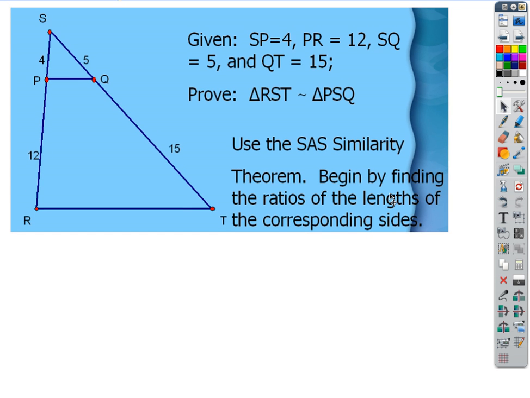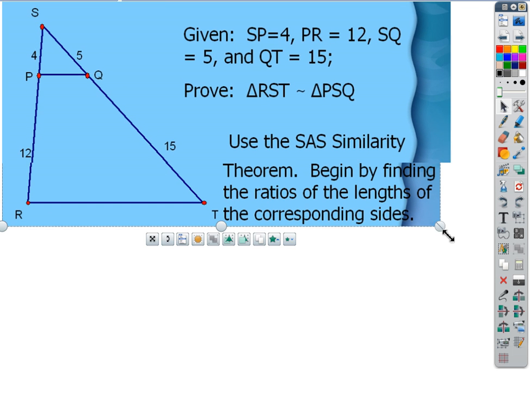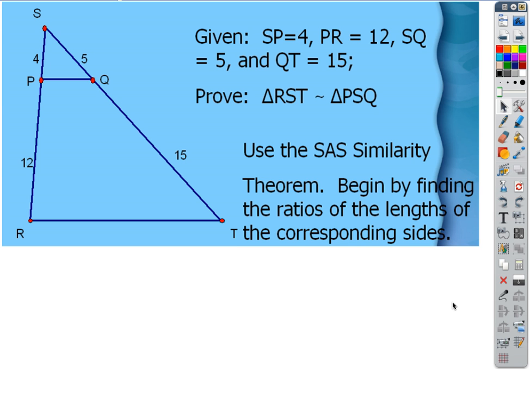Okay, so there's our picture. Now, given that SP is 4, PR is 12, so that's just this length right here, right? SQ is 5, and QT is 15. We want to try to prove that triangle RST, so that's the big triangle on the outside, is similar to triangle PSQ, that little triangle that's sitting on top of it.